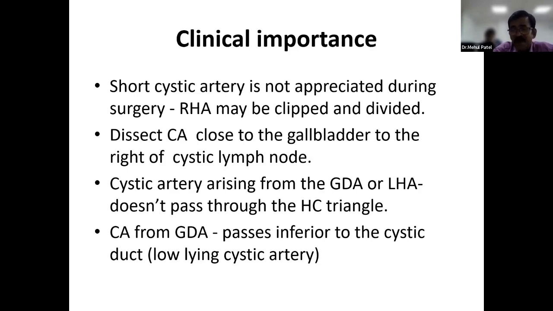Most of the time, a cystic artery arising from the gastroduodenal artery does not run to the hepatocystic triangle. It goes into the gallbladder below the cystic duct. So if you find a cystic artery which is lying below the cystic duct, this is likely to be an abnormal cystic artery from the gastroduodenal artery. So you have to keep in mind that in that case, you may not get an artery in the hepatocystic triangle, or it can be an accessory cystic artery coming from the gastroduodenal, and you have the normal cystic artery coming from the right hepatic artery.